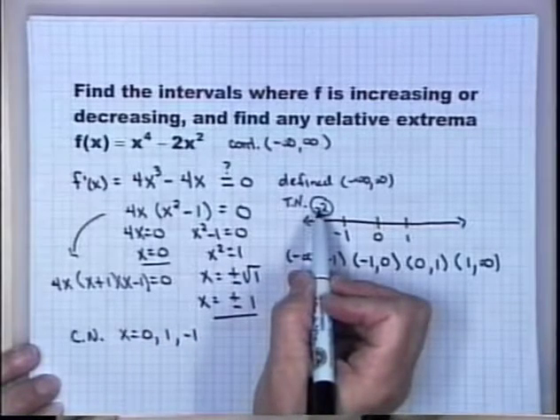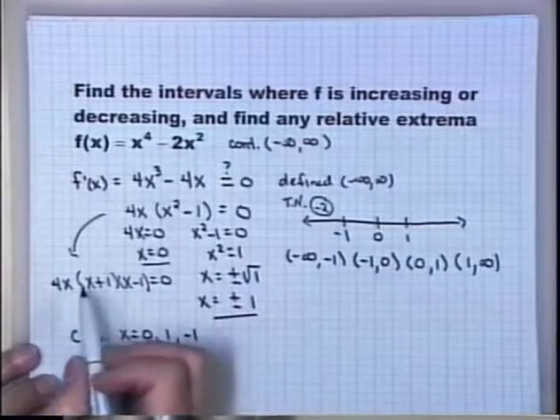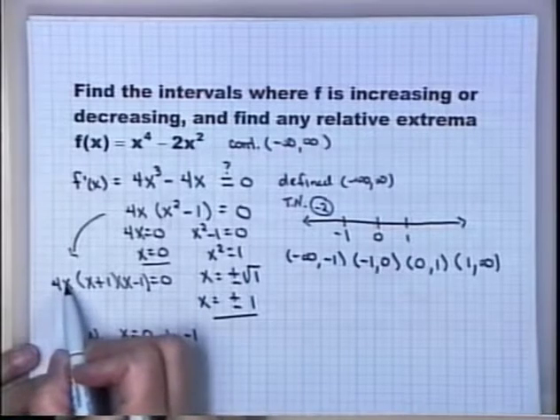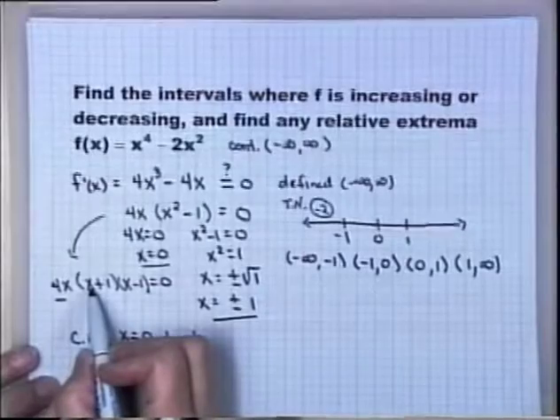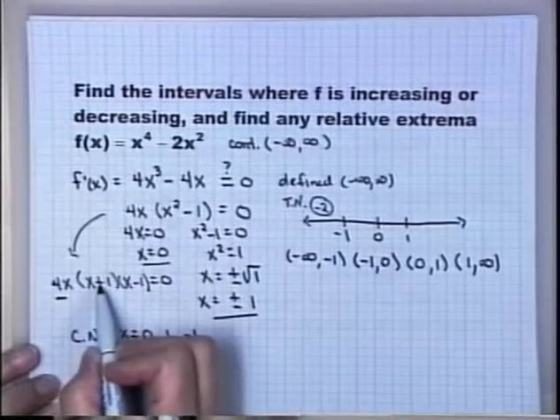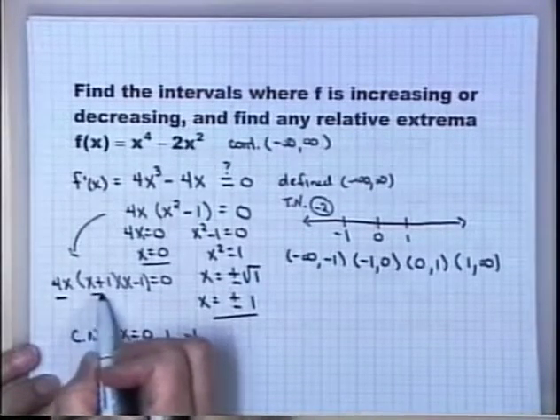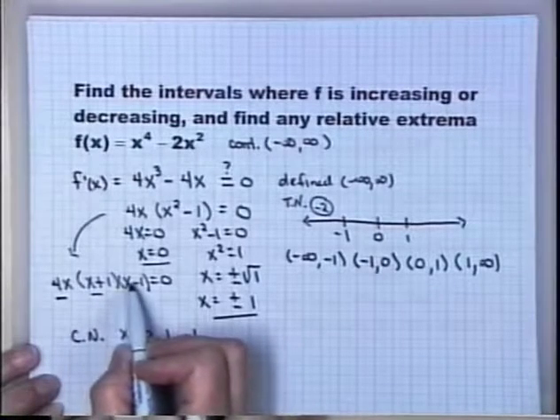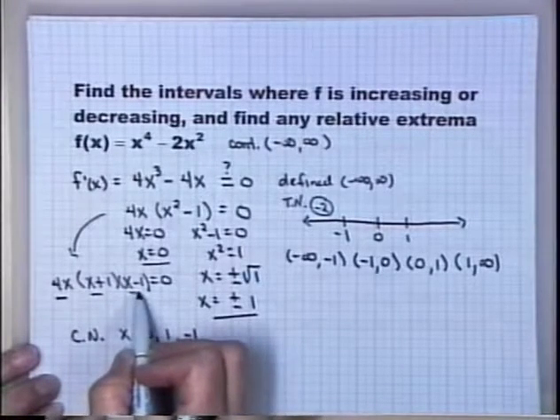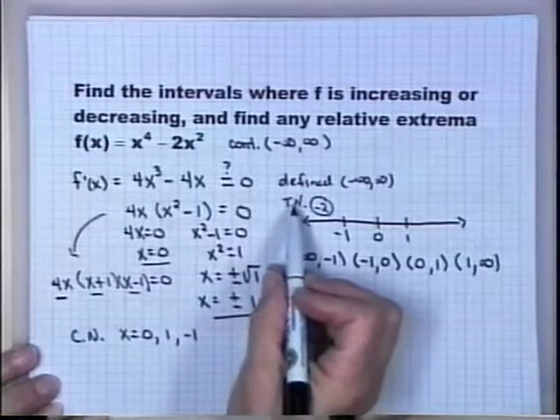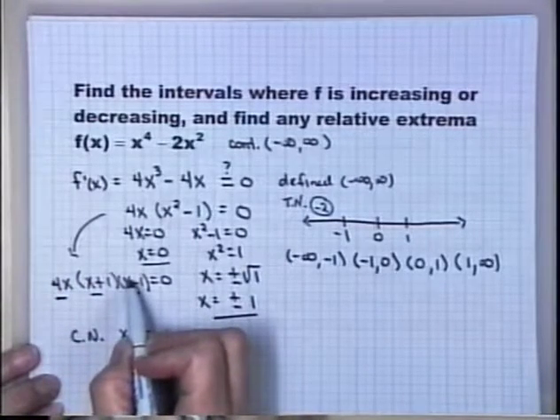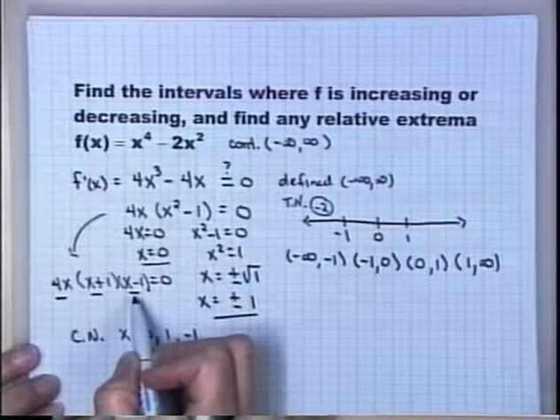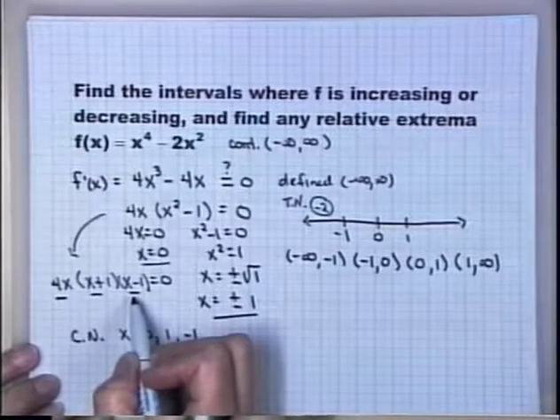Notice if I take the test number negative 2 and substitute it for x here, 4 times negative 2 would be a negative number. If I put negative 2 here, negative 2 plus 1 would be a negative number. Negative 2 minus 1 would be a negative number. In other words, using the test number negative 2, all three of these factors would be negative. Now what happens when you multiply three negatives together? Well, you get a negative answer, don't you?